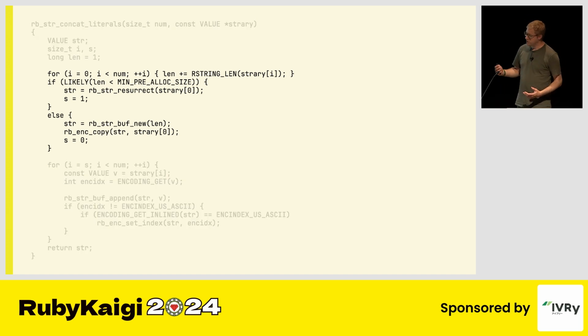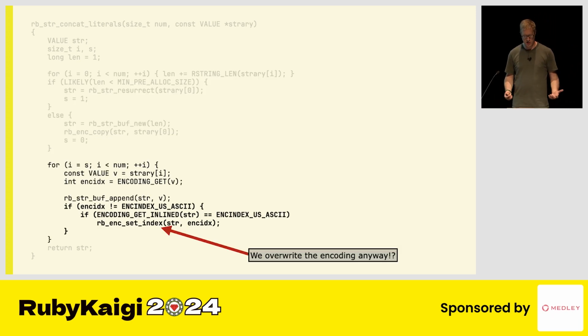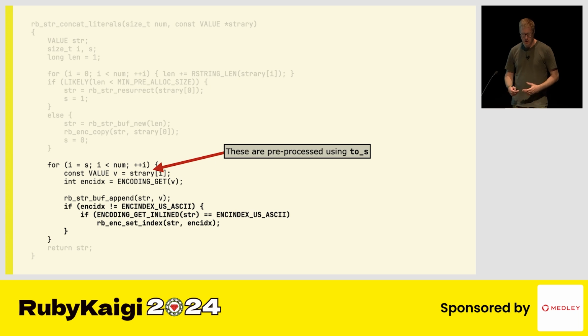Because once we've set up our target string, and we've moved into our loop appending into the new string, in most cases, we just overwrite the encoding of the string anyway with what's coming from the array that's being passed in. And as the strings that we're looping through have already been pre-processed, remember we call to_s and then any to string on them to force them to be valid strings, we can be confident that they've passed all these safety checks and they are valid strings.